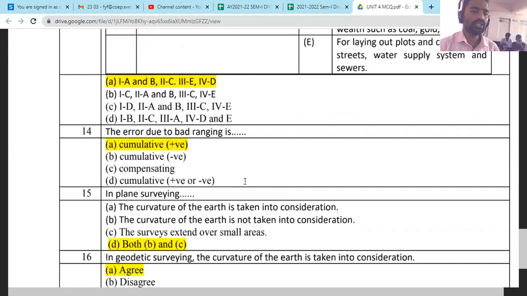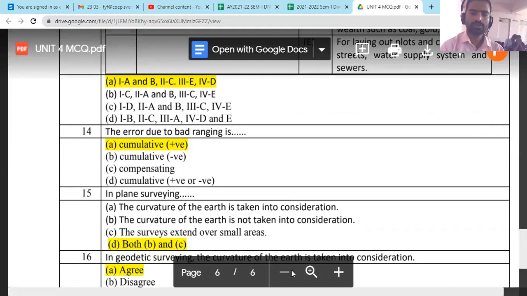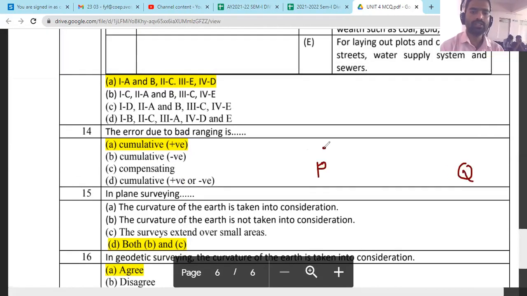Next, the error due to bad ranging. Actually this is in the surveying chapter, but as your syllabus is concise, it is not there, but you should know. Error in bad ranging concerns the location of points between two points. If I draw the figure, this is point P, this is point Q.